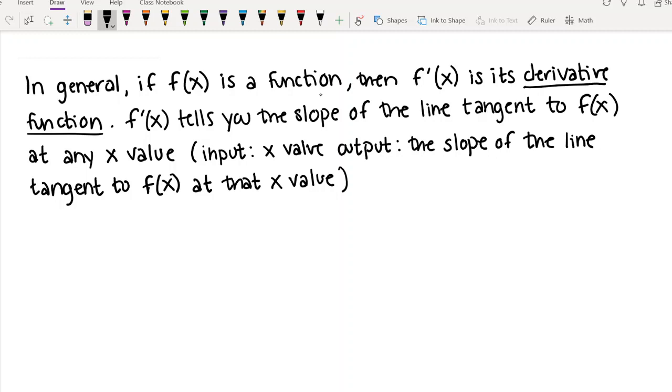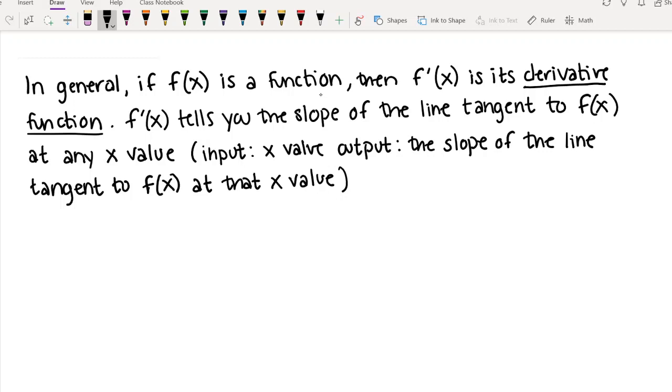So I know this is weird. It's a different type of function than what you're used to, right? You're used to working with functions like f of x is equal to 5x plus 3 or something like that. This is a different type of function. It's a function that gives you information about another function.